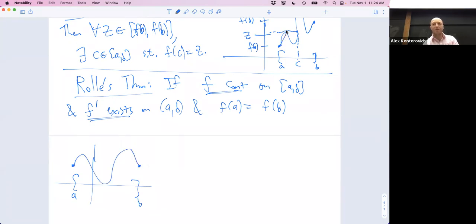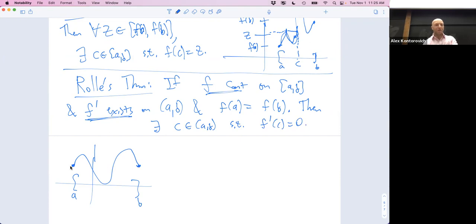Here, I never said anything about differentiable. It could have all kinds of crazy behavior, and still the intermediate value theorem would apply. Here, I want to know that the derivative exists at every point in the interior. Then, if the values agree, there exists some point, at least one, in a to b, such that the derivative is equal to 0.